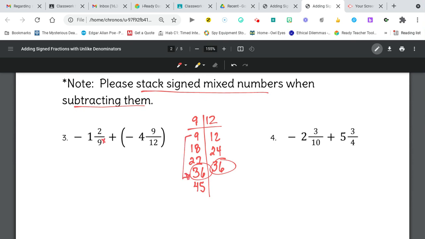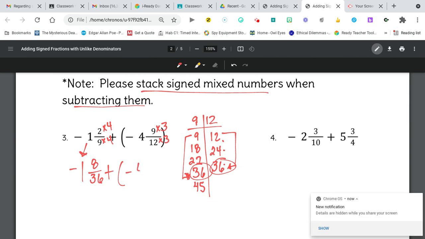I'm going to multiply 9 by 4 to get 36. So I multiply 2 by 4. So that's negative 1. And bring this down. You keep it, guys. Negative 1 and 8/36. Plus, see, we multiply the 12 by 3. 1, 2, 3. So multiply the 9 by 3. Plus, negative 4 and 27/36.